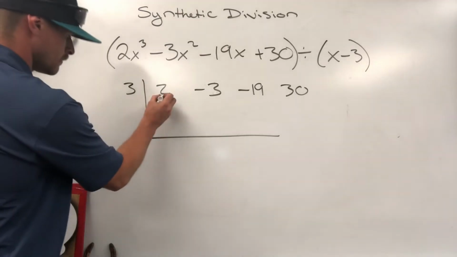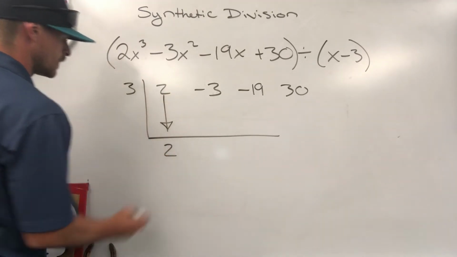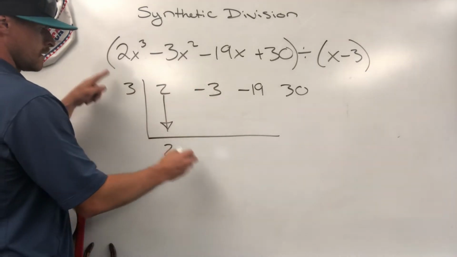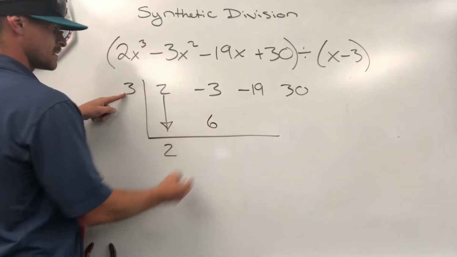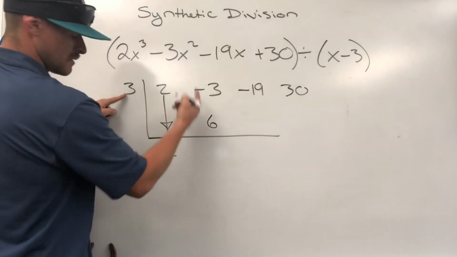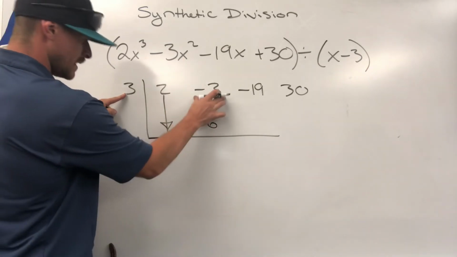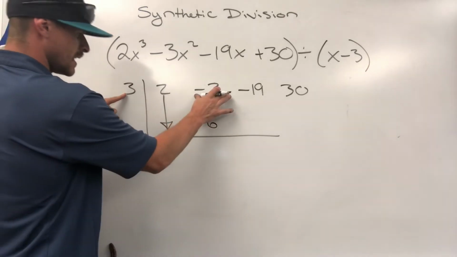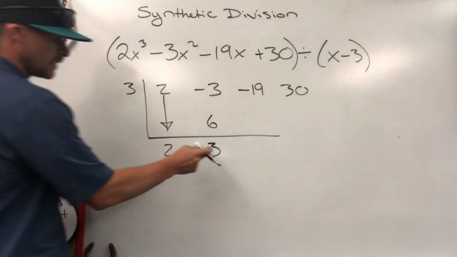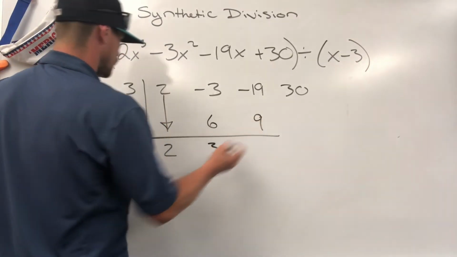Bring that 2 down. Multiply, put it in, add it up. 3 times 2 is 6. We're going to now add those two values together. So negative 3 plus 6 gives you positive 3. Now you need to multiply the 3 and the 3 together to get a 9.